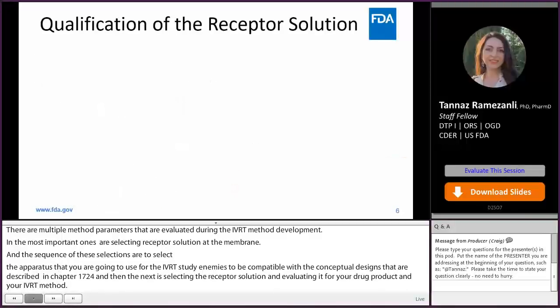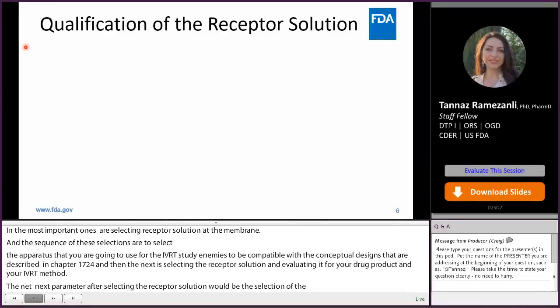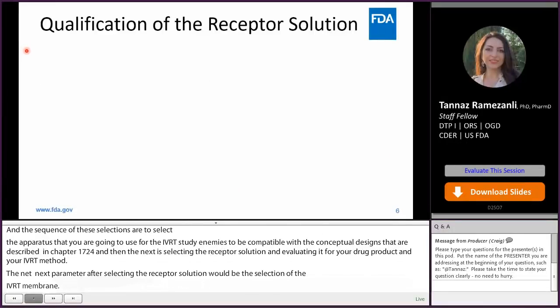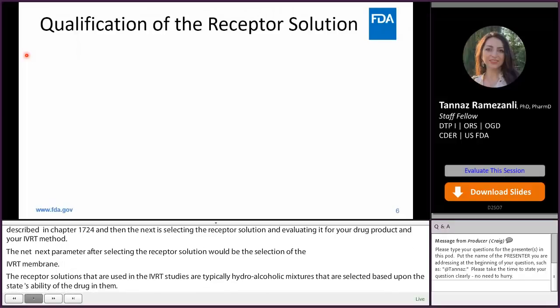The receptor solutions that are used in the IVRT studies are typically hydroalcoholic mixtures that are selected based upon the solubility and stability of the drug in them. Because many of the topical products contain hydrophobic drugs, the receptor solutions contain alcohol or organic solvents.